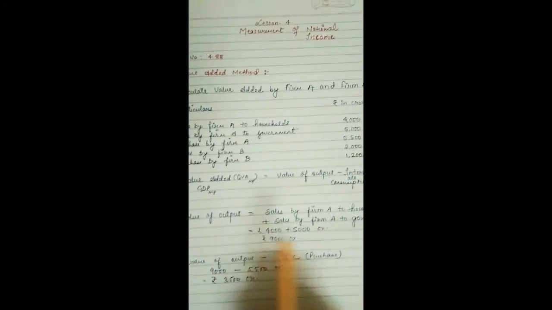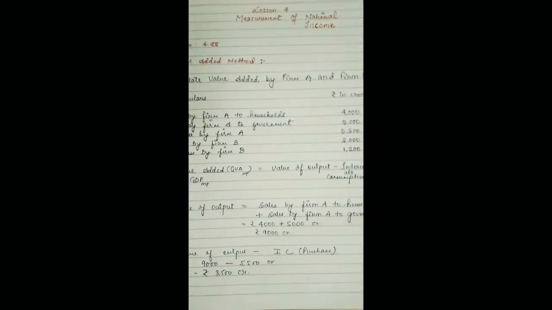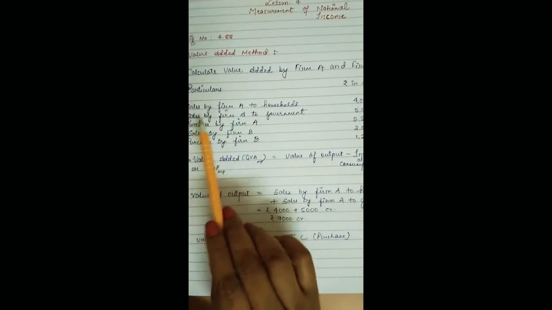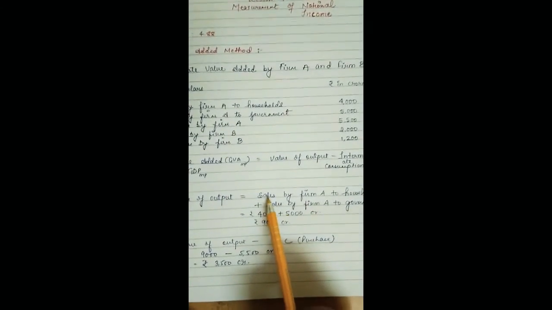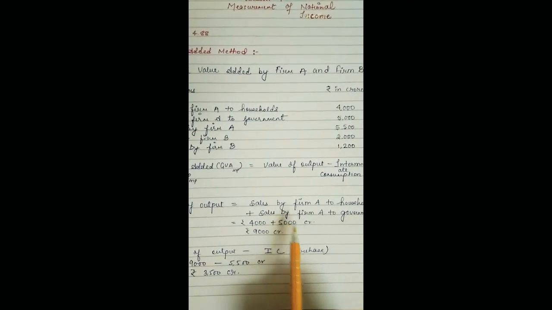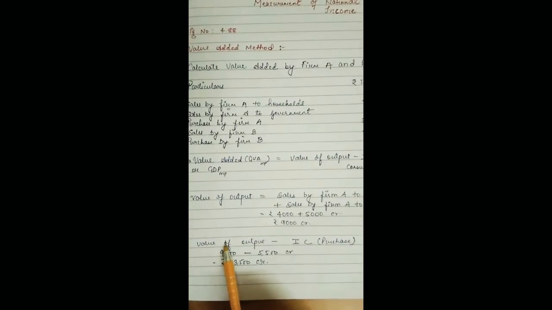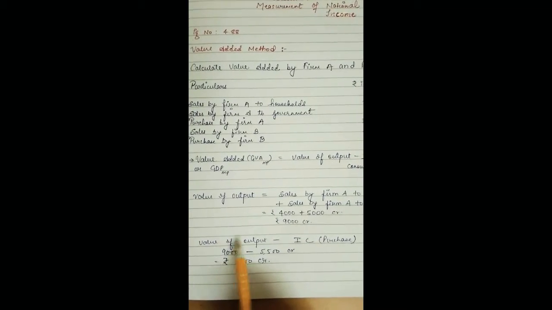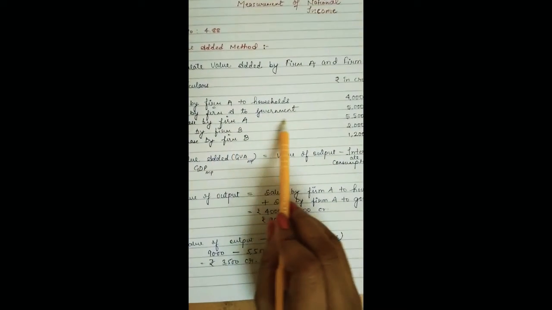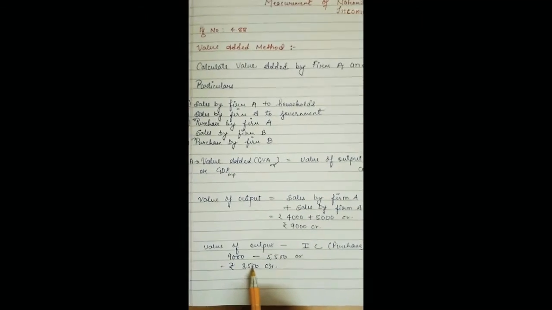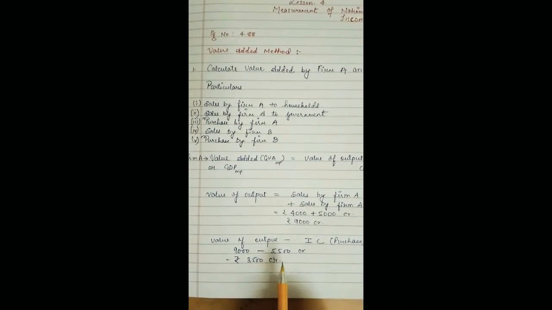We have to calculate value added by firm A. So value of output is equal to, I told you the formula, sales plus change in stock, but change in stock is not mentioned here, so we will be taking sales. Here we have sales by firm A to household and sales by firm A to government, so you have to calculate total sales, which is equal to 4,000 plus 5,000, which is equal to 9,000 crore. Now value of output is here. We can calculate value added or GDP MP or GVA MP of firm A, that is value of output minus IC. IC is what? Purchase. Purchase by firm A is written 5,500. So 9,000 minus 5,500 is equal to 3,500 crore. So this is how we have calculated value added of firm A.